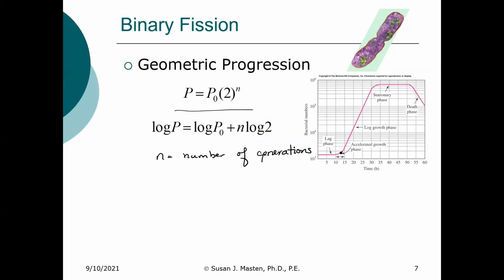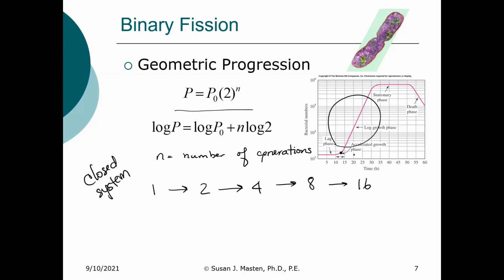As I said, we start with 1. That one organism divides, we have 2. Those 2 organisms divide, we have 4, 8, 16, etc. This is true for a closed system. We're only looking here at the log growth phase. So we're assuming unlimited space, unlimited nutrients, unlimited energy source.